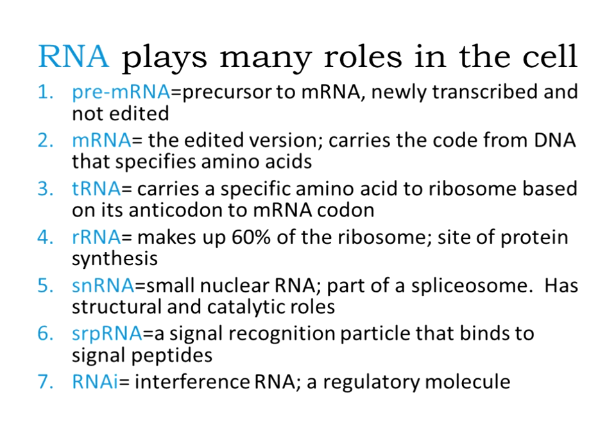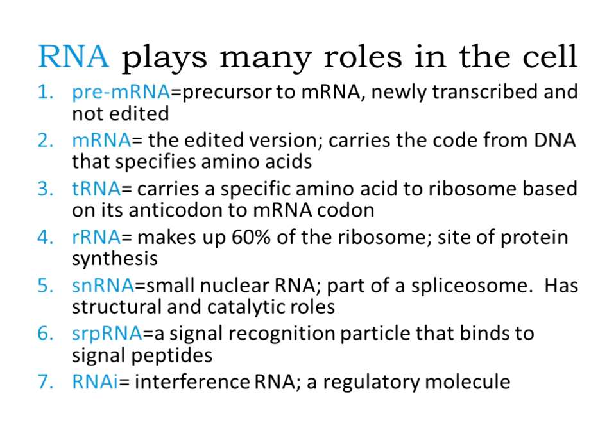The main ones that we like to talk about are the pre-mRNA, which is the newly transcribed and non-edited messenger RNA once that happens in the first part of transcription. Then we have the messenger RNA, which is the edited version that carries the code from the DNA to the amino acids. We have the tRNA, which is going to carry a specific amino acid to the ribosome based on its anticodon to the messenger RNA codon. They have to be complementary so that the amino acid is the correct one. The rRNA is primarily what makes up the ribosome, where we have the protein synthesis of translation take place.